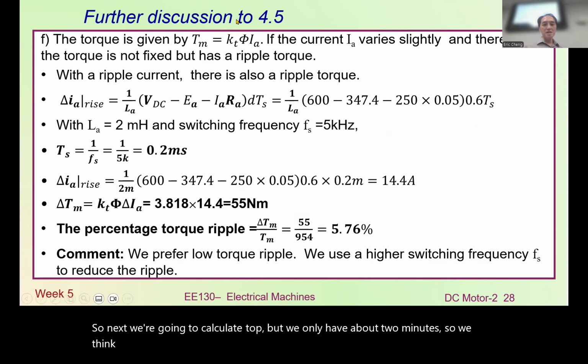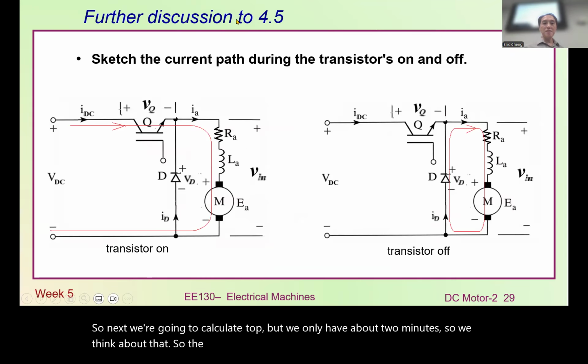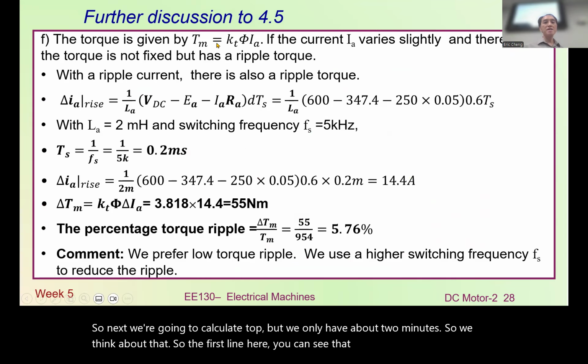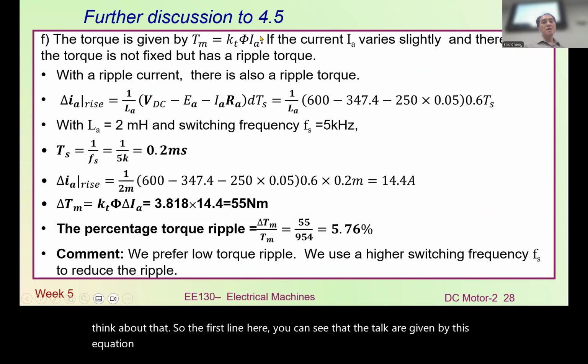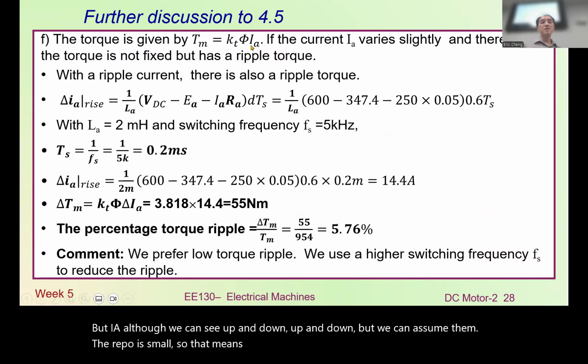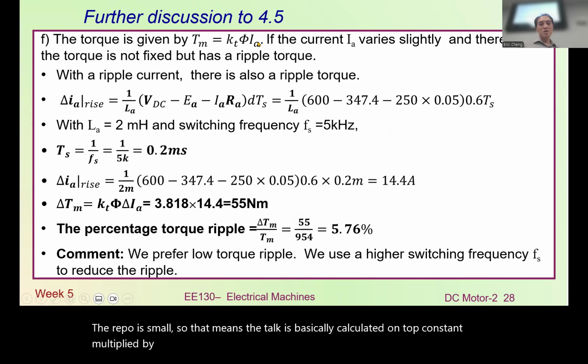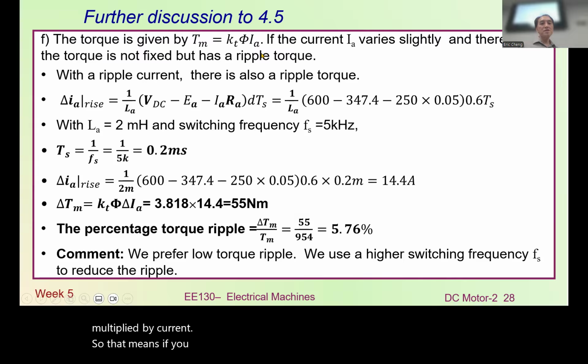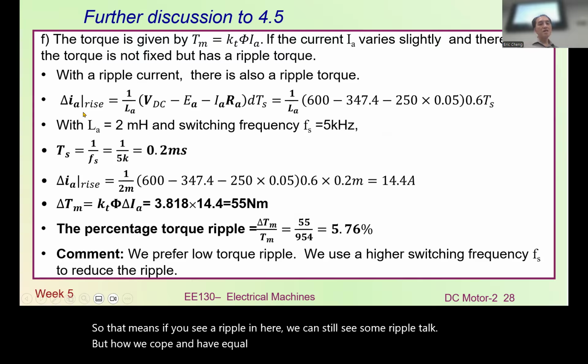So the first line here, you can see that the torque is given by this equation. Although we can see IA going up and down, we can assume the ripple is small. So that means the torque is basically calculated from the torque constant multiplied by current. If we see a ripple in here, we can still see some ripple torque. But how do we calculate ripple torque? We can use that equation.